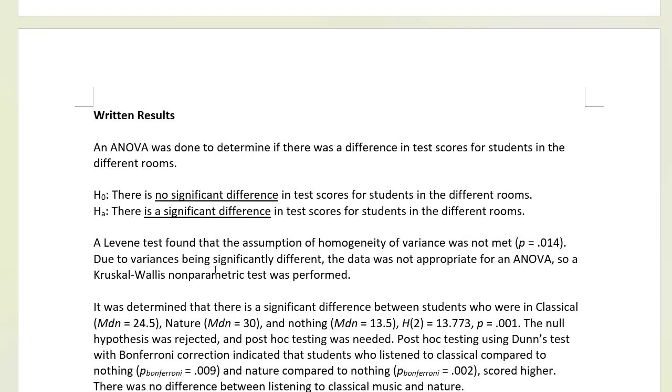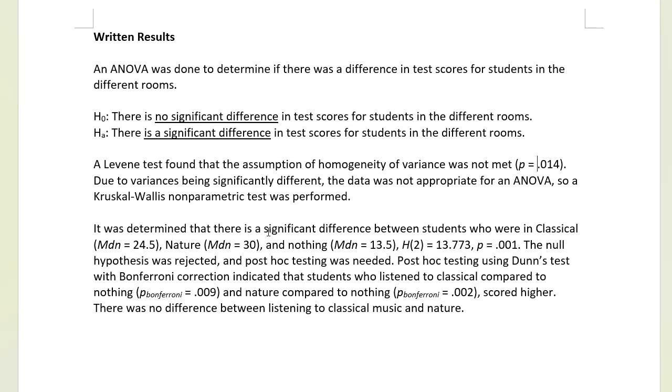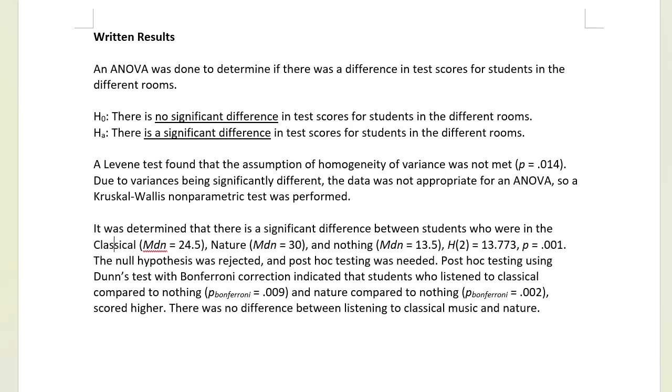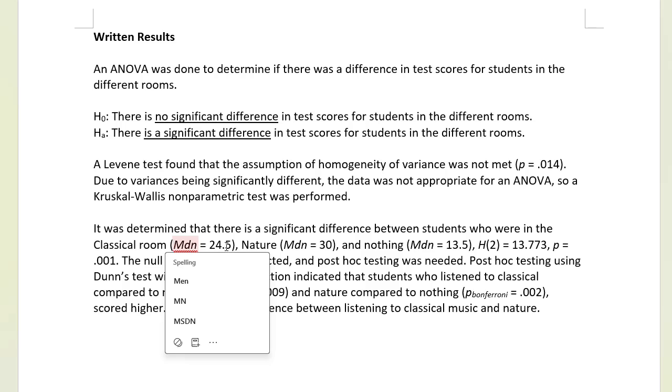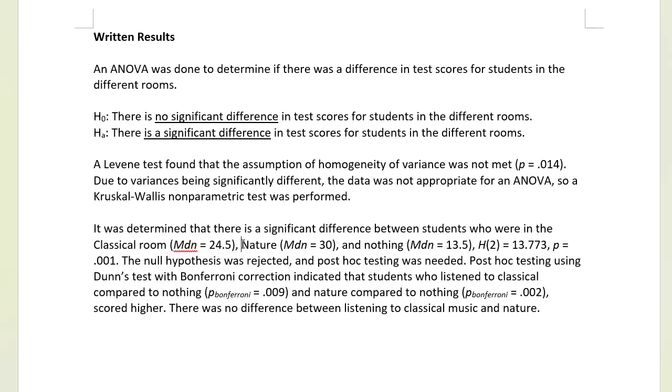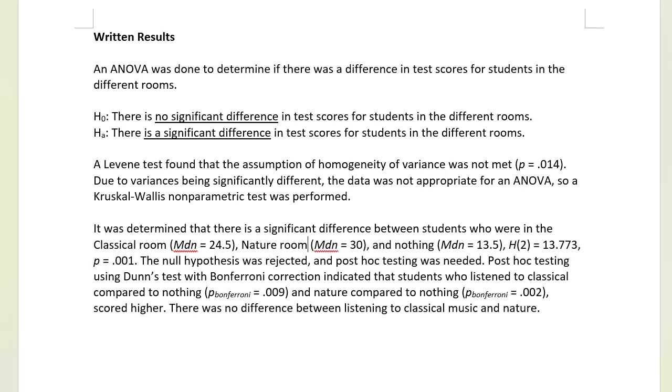Due to variances being significantly different, the data was not appropriate for an ANOVA, so a Kruskal-Wallis non-parametric test was performed. It was determined that there is a significant difference between students who are in the classical room. Sorry, that sounded a little funny. The classical room. And then make sure it's that median now. So that median, make sure it's italicized. So we're in the classical room, nature room, and nothing.